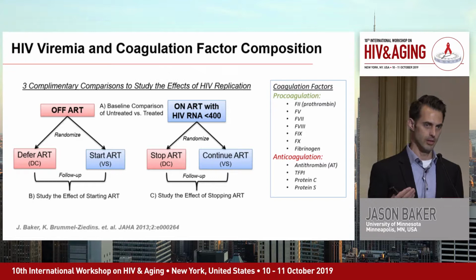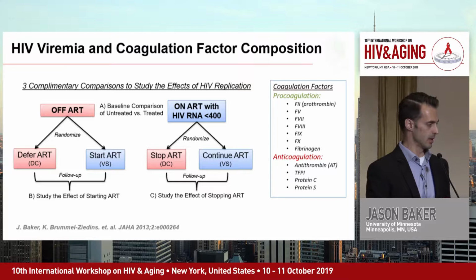And so with all three comparisons, I'm only going to actually show the baseline comparisons of on and off ART, because no matter whether we looked at the randomized comparisons in either direction or that, we got the same signal, same markers going in the same directions. So I think our findings are very robust in the sense that we were able to show it three different ways. But for time, I'll just focus on, again, that first one.